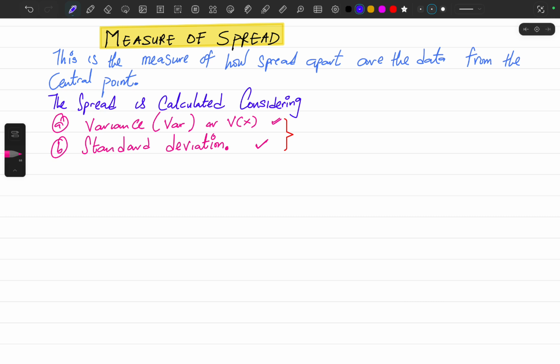All right. So to think about the measure of spread, let's do it this way. This is the measure of how spread apart the data are from the central point. Now, when we use the word central point, take note that the central point is the same thing as the expected value.